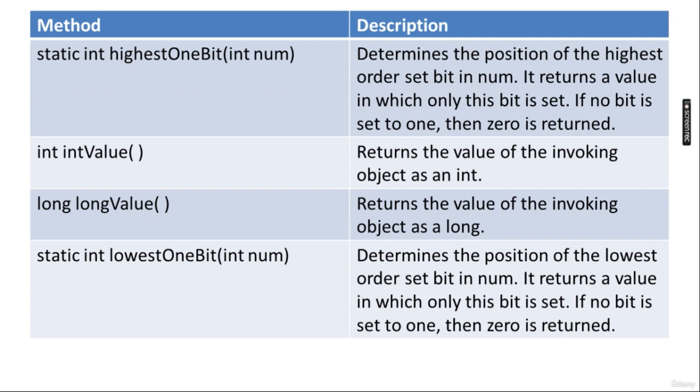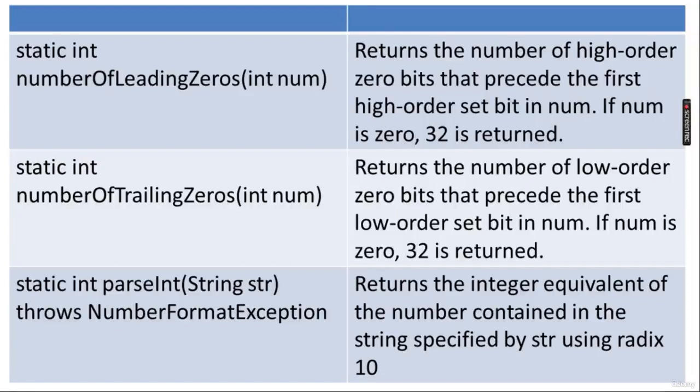Static int lowestOneBit(int number) determines the position of the lowest order set bit in number. It returns the value in which only this bit is set. If no bit is set to 1, then 0 is returned. Then static int numberOfLeadingZeros(int number) returns the number of high order 0 bits that precede the first high order set bit in number. If number is 0, 32 is returned.